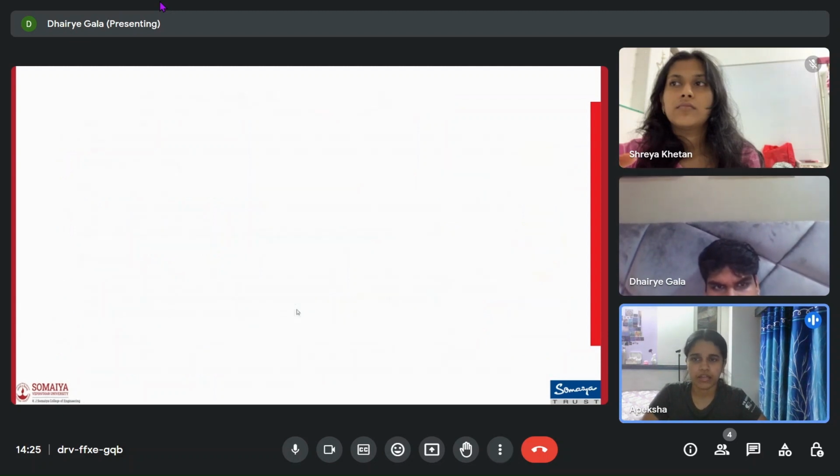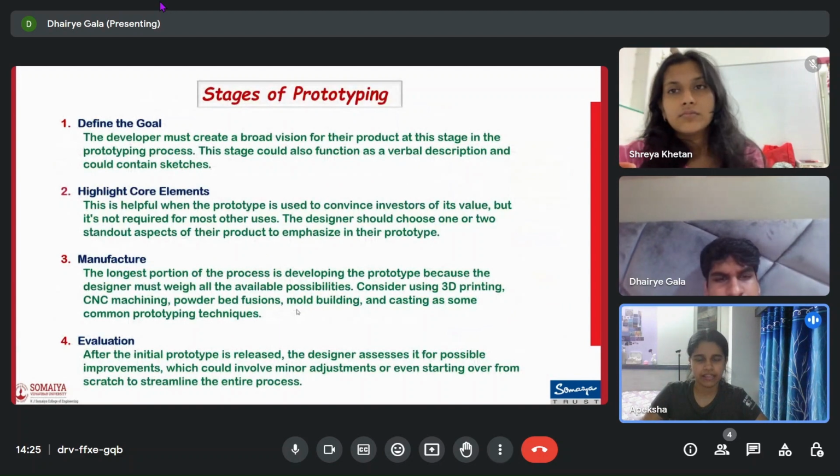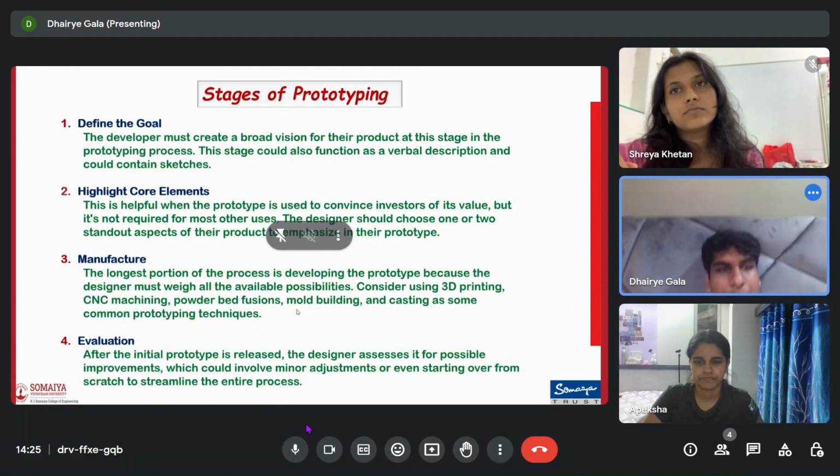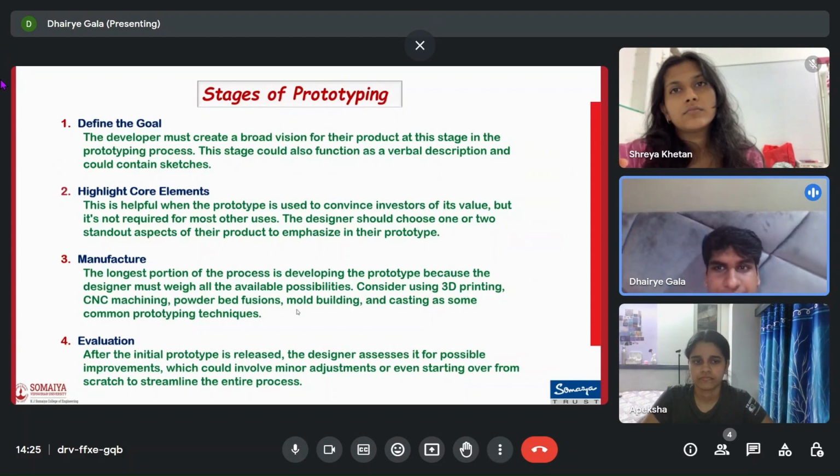So now let's move on to the stages of prototyping. Dhairya will be talking about it. So the stages of prototyping are number one, defining the goal. The developer will create a broader vision for their product at this stage in the prototyping process. This stage could also function as a verbal description and could contain sketches.